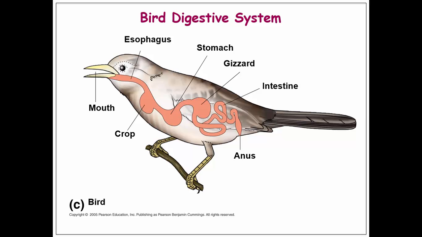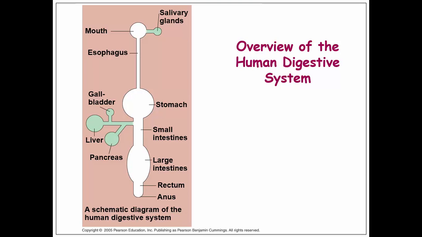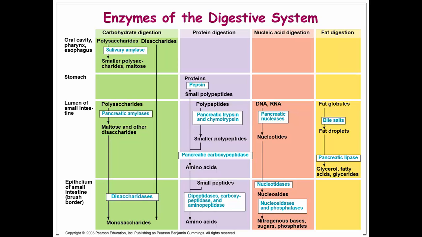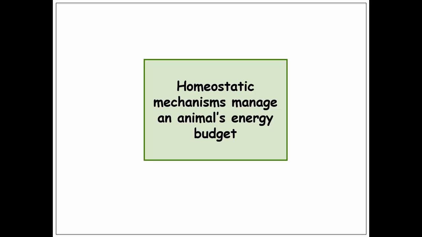Chordata is a little different. Again, be aware of what all these parts are, parts of the birds, what they do. Here's an overall view of the typical human digestive system. Be able to tell me where the enzymes are and what they do in the digestive system. Again, the major macromolecules, carbohydrate, protein, nucleic acid, and fats, and how they're digested.